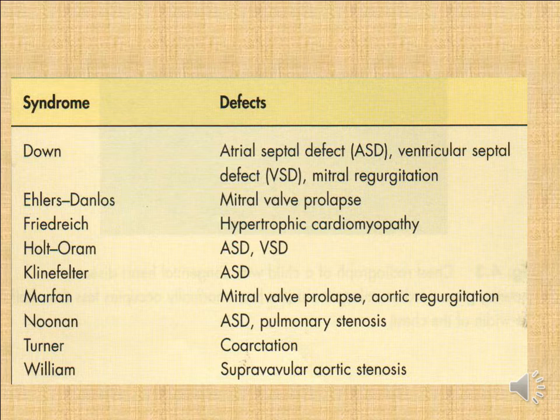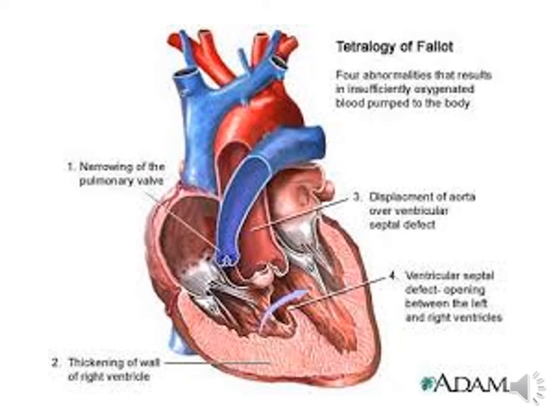Friedreich, hypertrophic cardiomyopathy; Holt-Oram, atrial septal defect and ventricular septal defect; Ellis-van Creveld, atrial septal defect; Marfan, mitral valve prolapse, aortic regurgitation; Noonan, atrial septal defect, pulmonary stenosis; Turner, coarctation; Williams, supravalvular aortic stenosis. The congenital heart disease that has a tetralogy of Fallot.